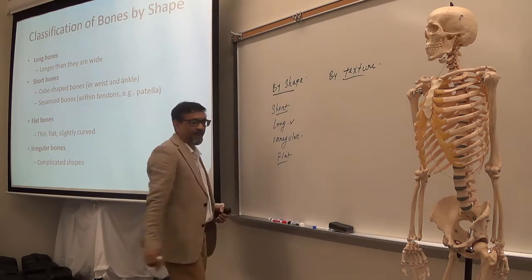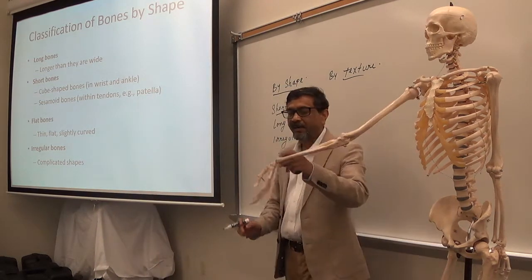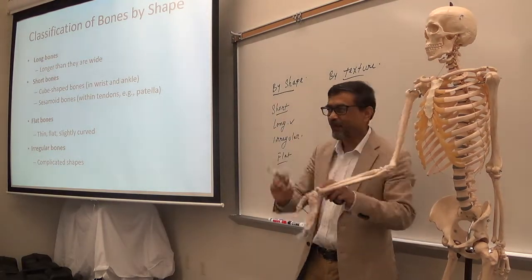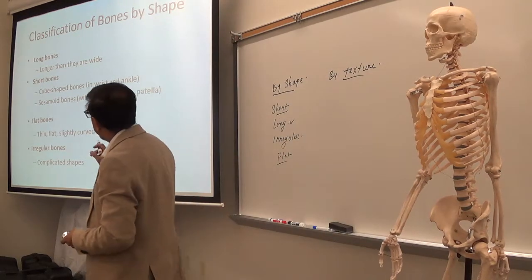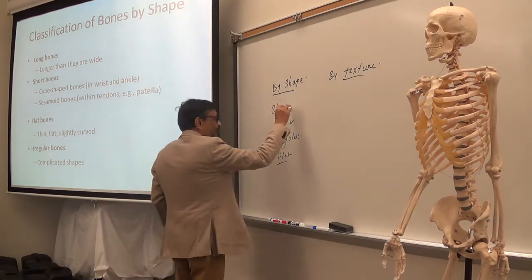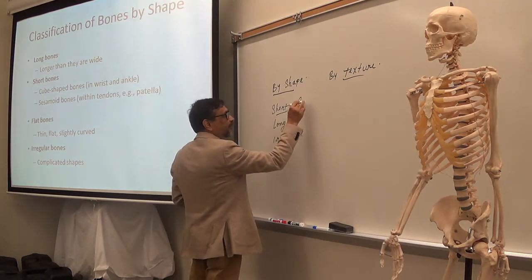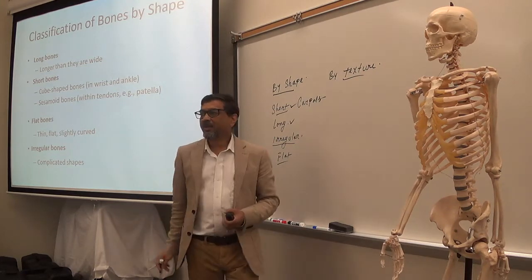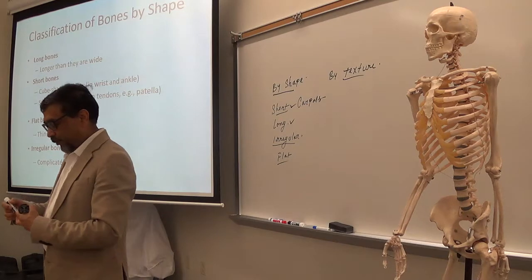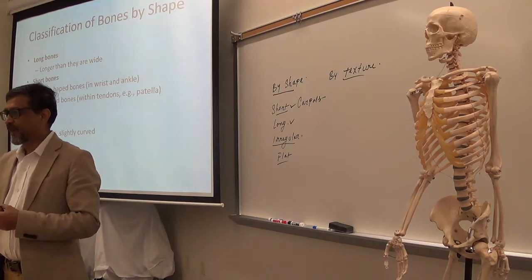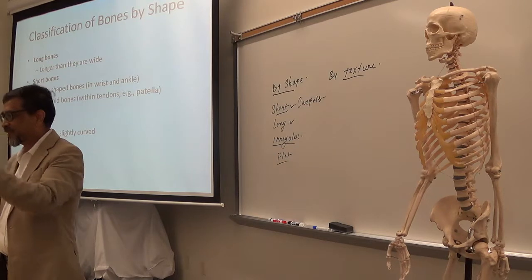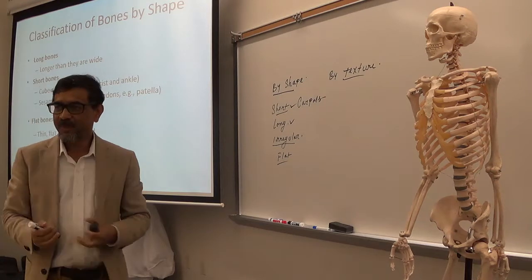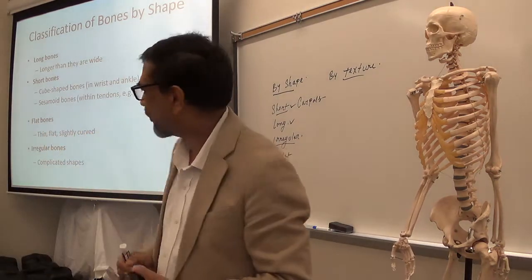Short bones. Good examples are carpal bones in the wrist. You know, these are short, right? Cubical shaped bones. Carpals. Irregular bone. Vertebrae. You remember vertebrae? It has a body and processes like transverse processes, spinous process, superior articular, inferior articular, right? So irregular bones don't have any particular shape.